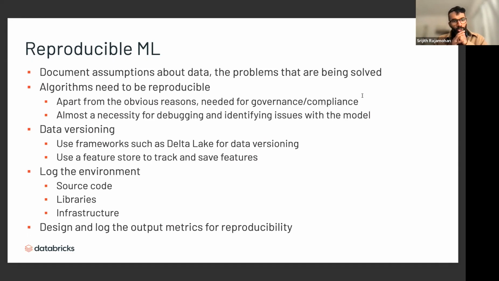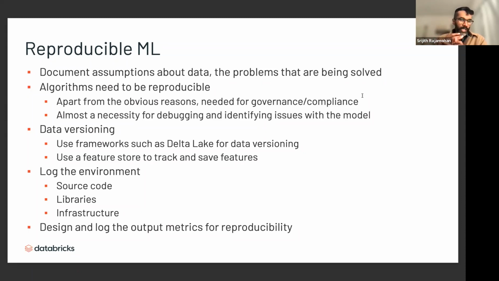Data versioning. You may want to think about using frameworks such as Delta Lake for data versioning. So along with your model being versioned, you also have the data that's stored every time you're training or performing an experiment. Also consider using a feature store to track and save these extracted features, so it's easier and almost always faster to use them in an ML project.